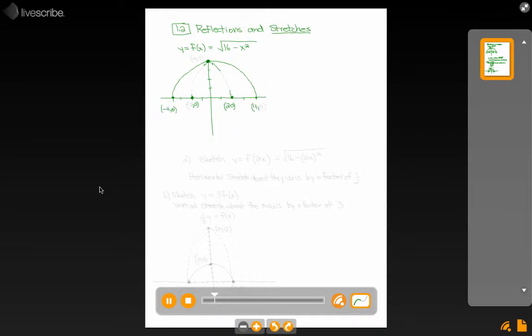Hopefully it looks kind of round too. It's supposed to be a semicircle with a radius of 4. That's what this equation describes. So I've labeled a few points on there. Now what we're going to be asked is they want us to sketch y equals f of 2x.